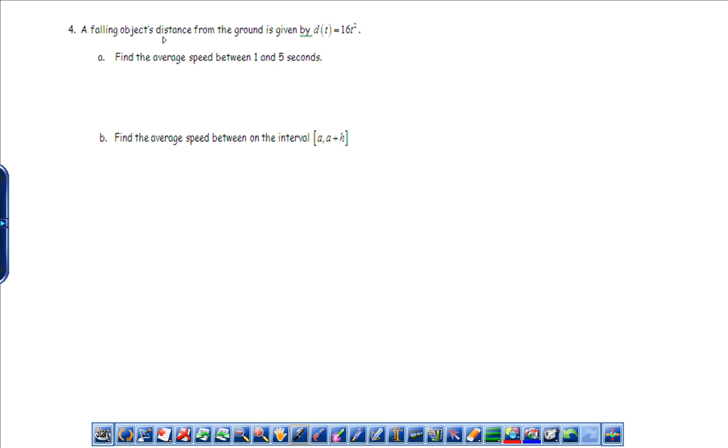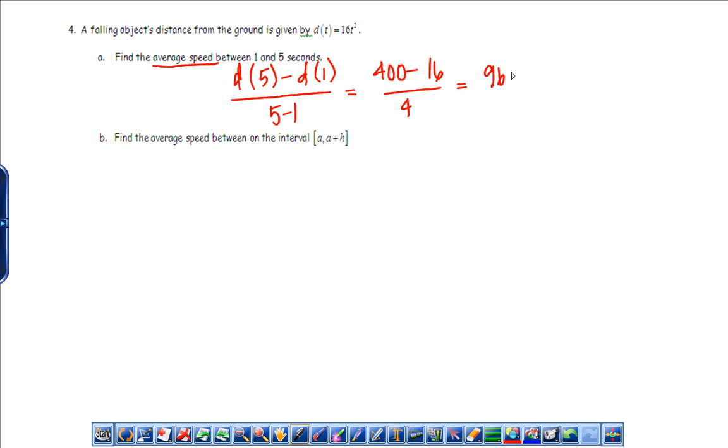If a falling object's distance from the ground is given by this function, find the average speed between 1 and 5 seconds. So average speed, again, I'm going to use my function: d of 5 minus d of 1 over 5 minus 1. Remember, plug your 5 into your function. That gives me 400. You can use your calculator for that. Minus 16 over 4. That's going to give me 96. Let's do feet per second.